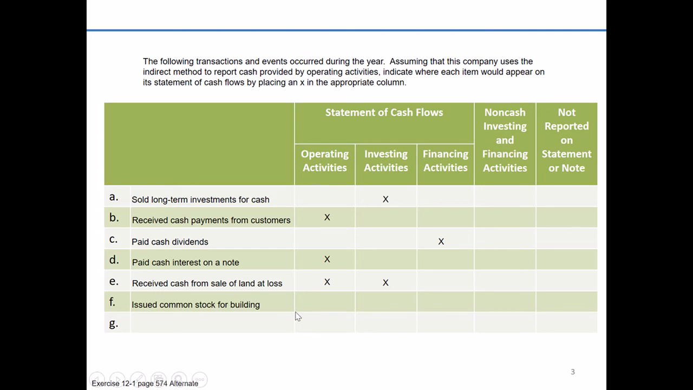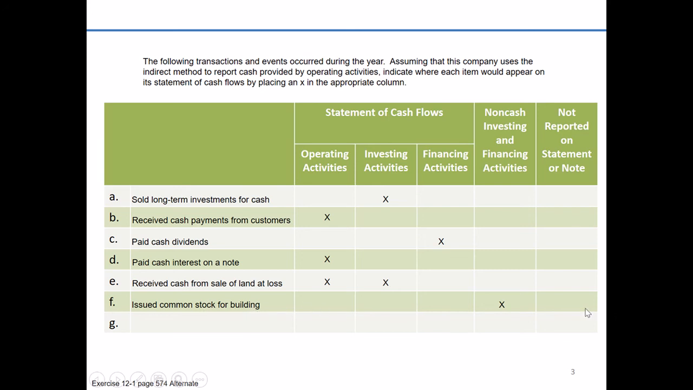Our next item is issuing common stock for a building. This item is going to not have any cash impact. It's going to fit within non-cash investing and financing activities. Keep in mind that part of it is financing related. We're issuing common stock. If we did it for cash, it would fit within financing. The other part is that we're acquiring a building. They're exchanging our own common stock in exchange for a long-term asset, a building. So the other part is investing, and if we had paid cash for the building, it would fit within investing, but no cash is actually transpiring.